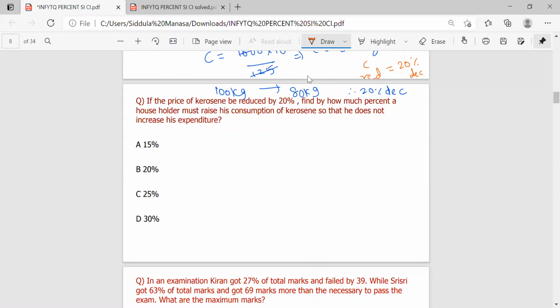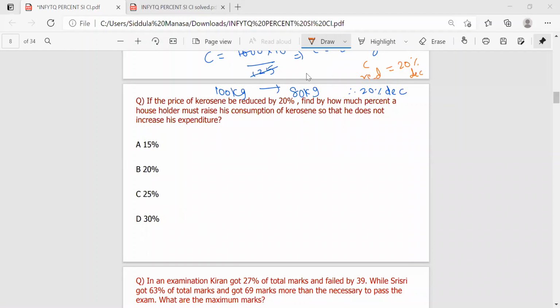Students, what is the answer? Yes, I got answers, right? Very good. So most of them gave 25% as the answer. Now we'll see with the original procedure.